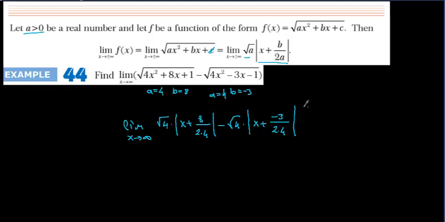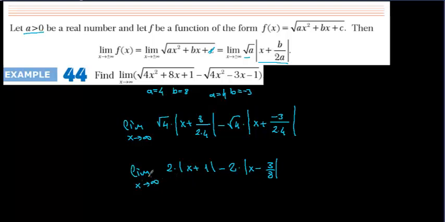Okay, then here, the limit as x tends to infinity is going to be equal to root of 4 times, in absolute value, x plus 8 over 8, minus 2 times again root of 4, times absolute value of x minus 3 over 8. Now I have to decide about the sign of the absolute value. Is it going to be plus or minus?